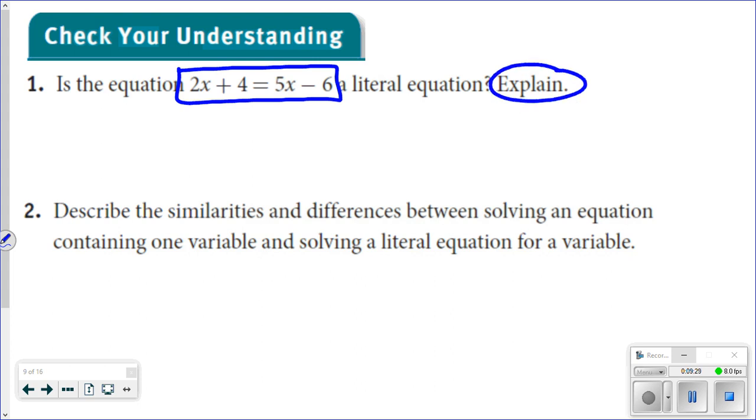A literal equation needs to have more than one type of variable. If I'm looking at this question, I see an x here and I see an x here, but x is the same as x. Those are like terms. Those are the same variable. I do not see a different variable, a different type of letter. So I am going to say no, this is not a literal equation, because the equation only has one variable, which is x. A literal equation needs to have more than one type of variable.